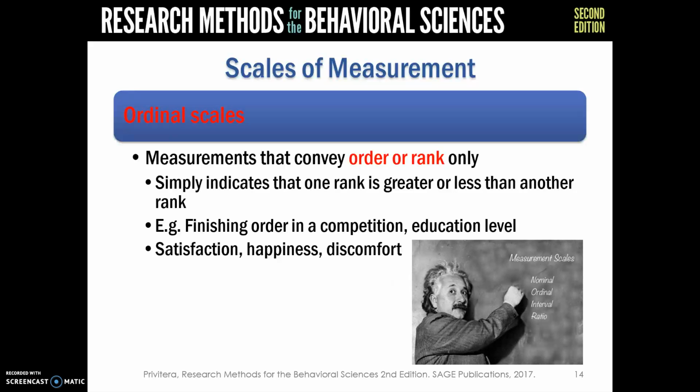Ordinal scale. Ordinal is how you rank things, putting them in order. Let's say you're taking a test, whoever gets the first one, that's rank number 1. Whoever scored the lowest, that would be the last one. So that's ordered by ranking, ordinal.